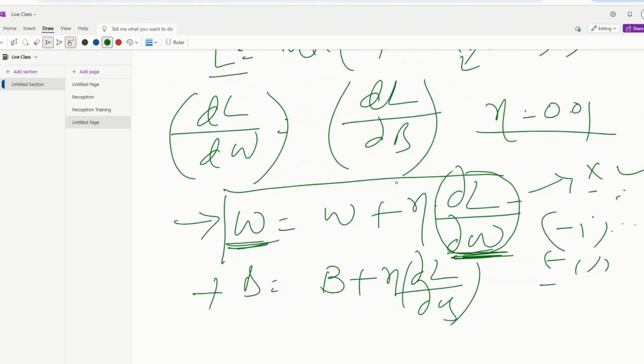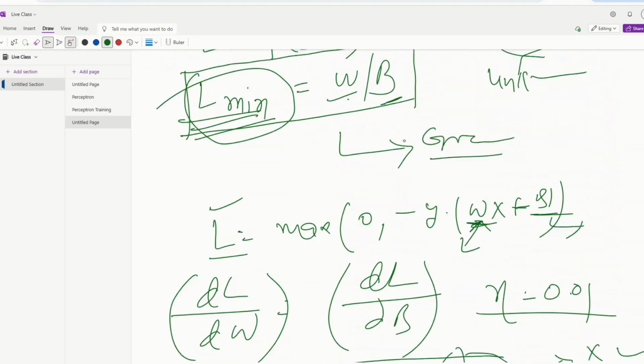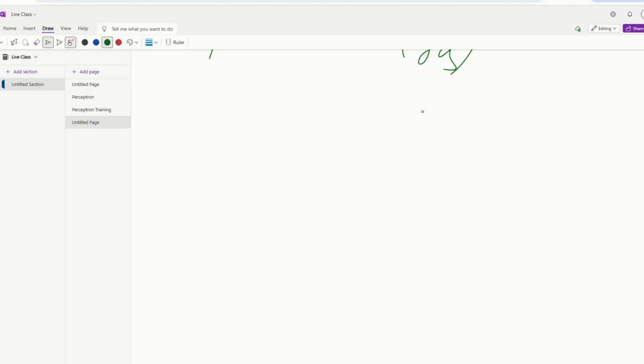These are some of the concepts, my friend. I know that I took a lot of time, but these are the concepts here. So let me summarize. If I ask you for the summary of this in one line, the loss function is this.